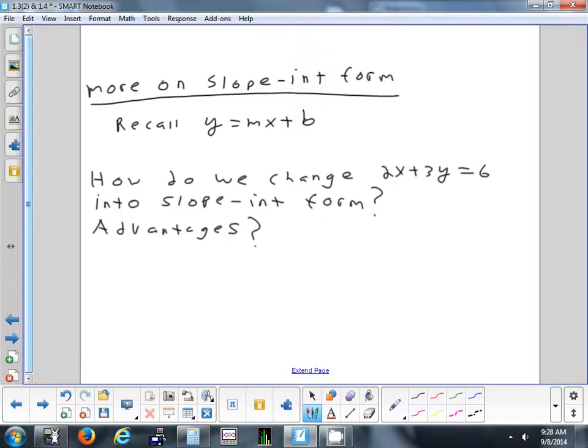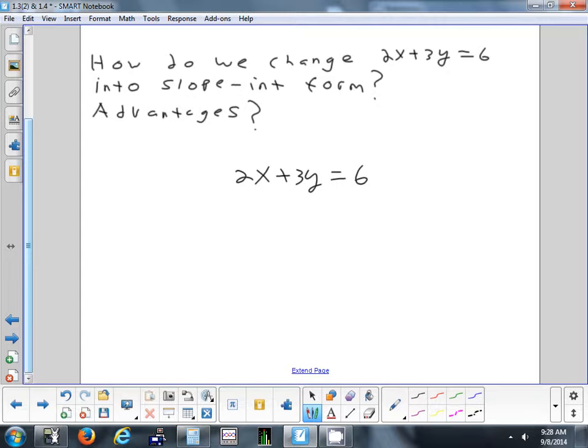Okay, how would you change 2x plus 3y equals 6 into slope-intercept form? What would be the first thing you'd have to do? Yeah, Josh? Subtract 2x. Sure. Subtract 2x from both sides. Okay. And divide by 3. Divide by 3 on both sides.